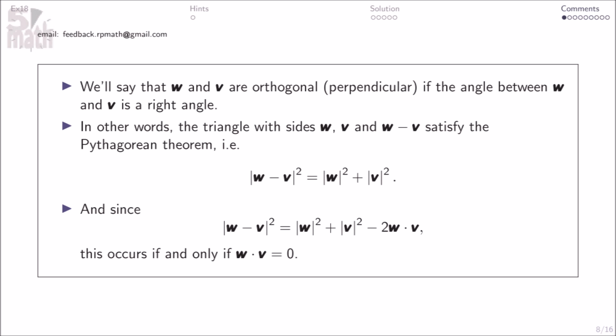We'll say that w and v are orthogonal, perpendicular, if the angle between w and v is a right angle. In other words, the triangle with sides w, v, and w minus v satisfies the Pythagorean theorem, that is, this. And since this occurs if and only if w dot v equals 0.